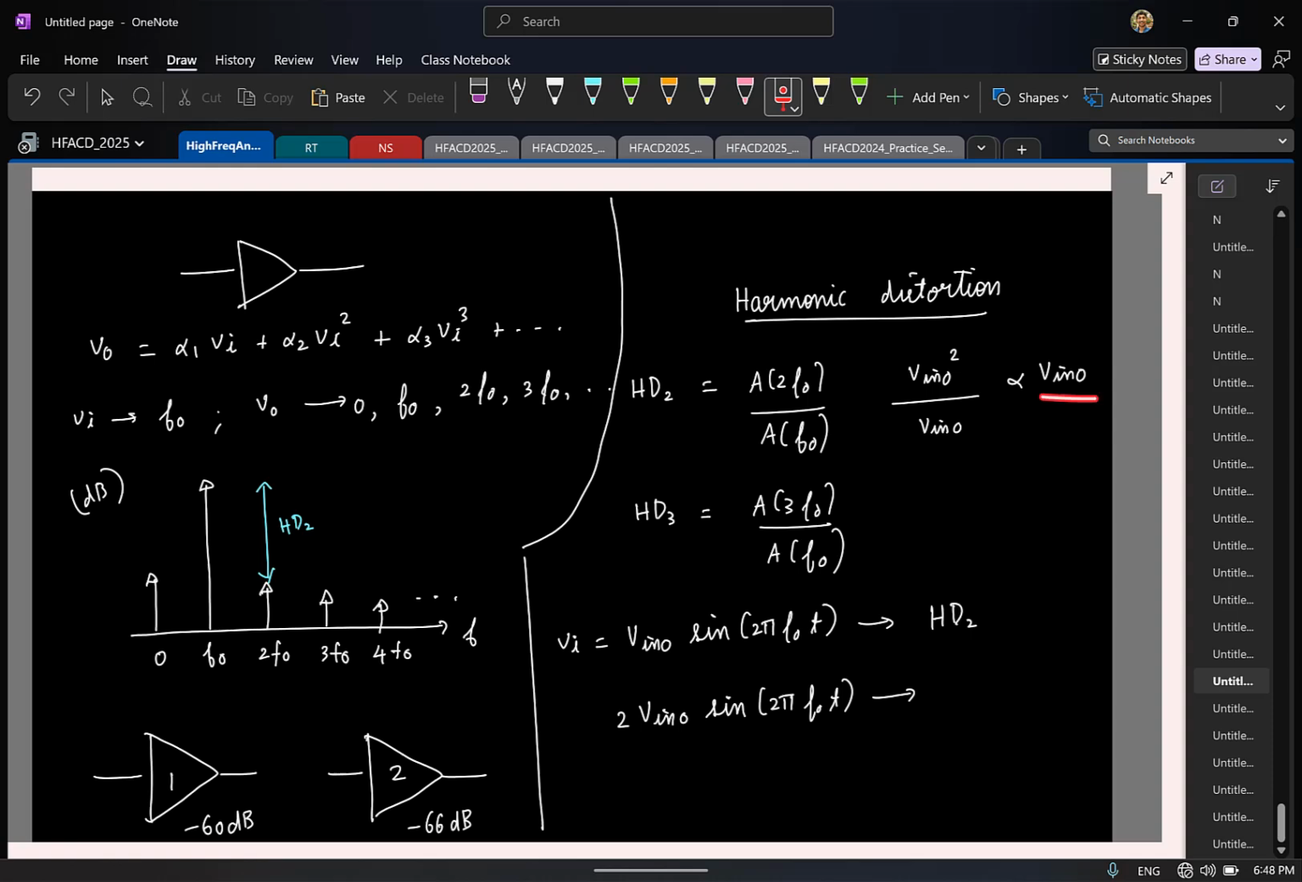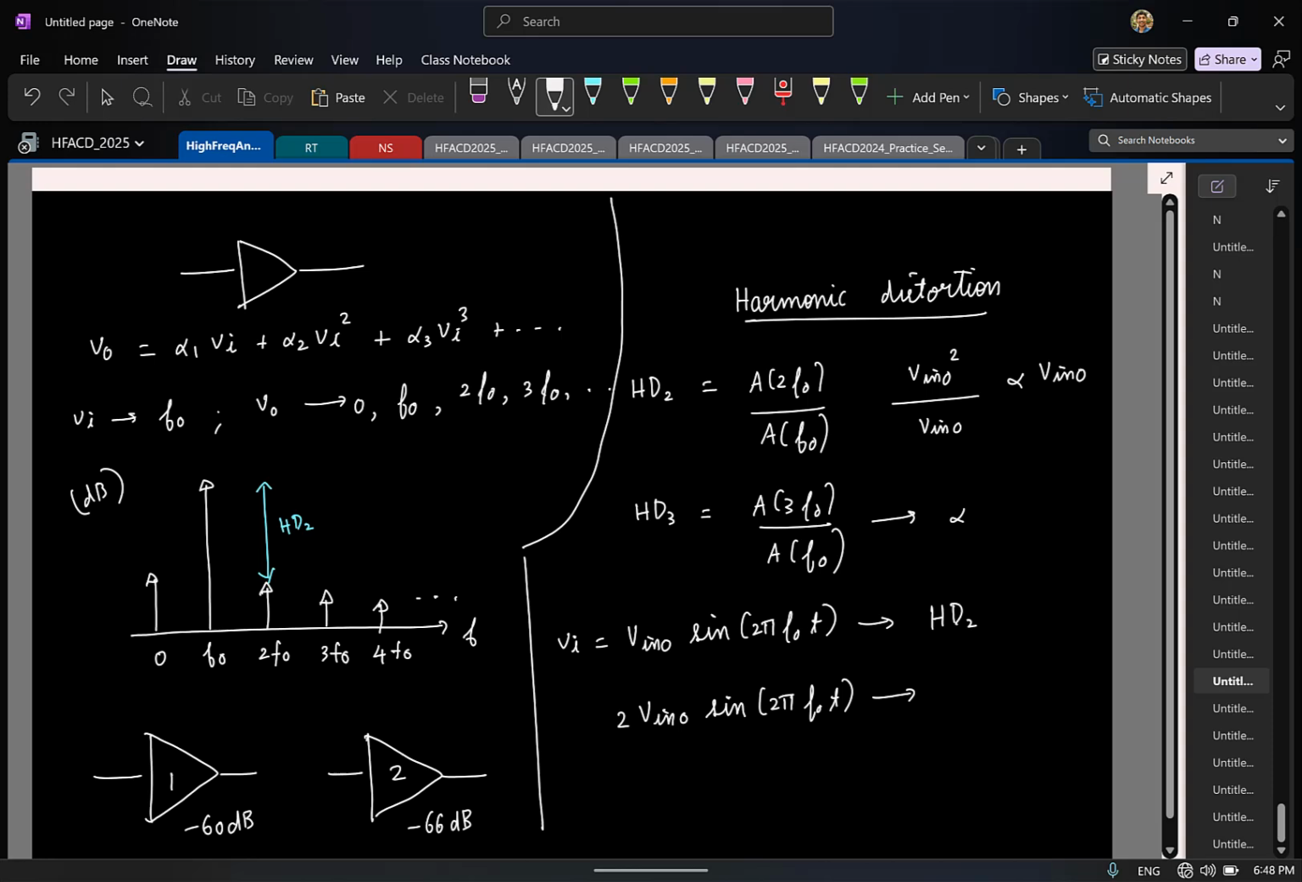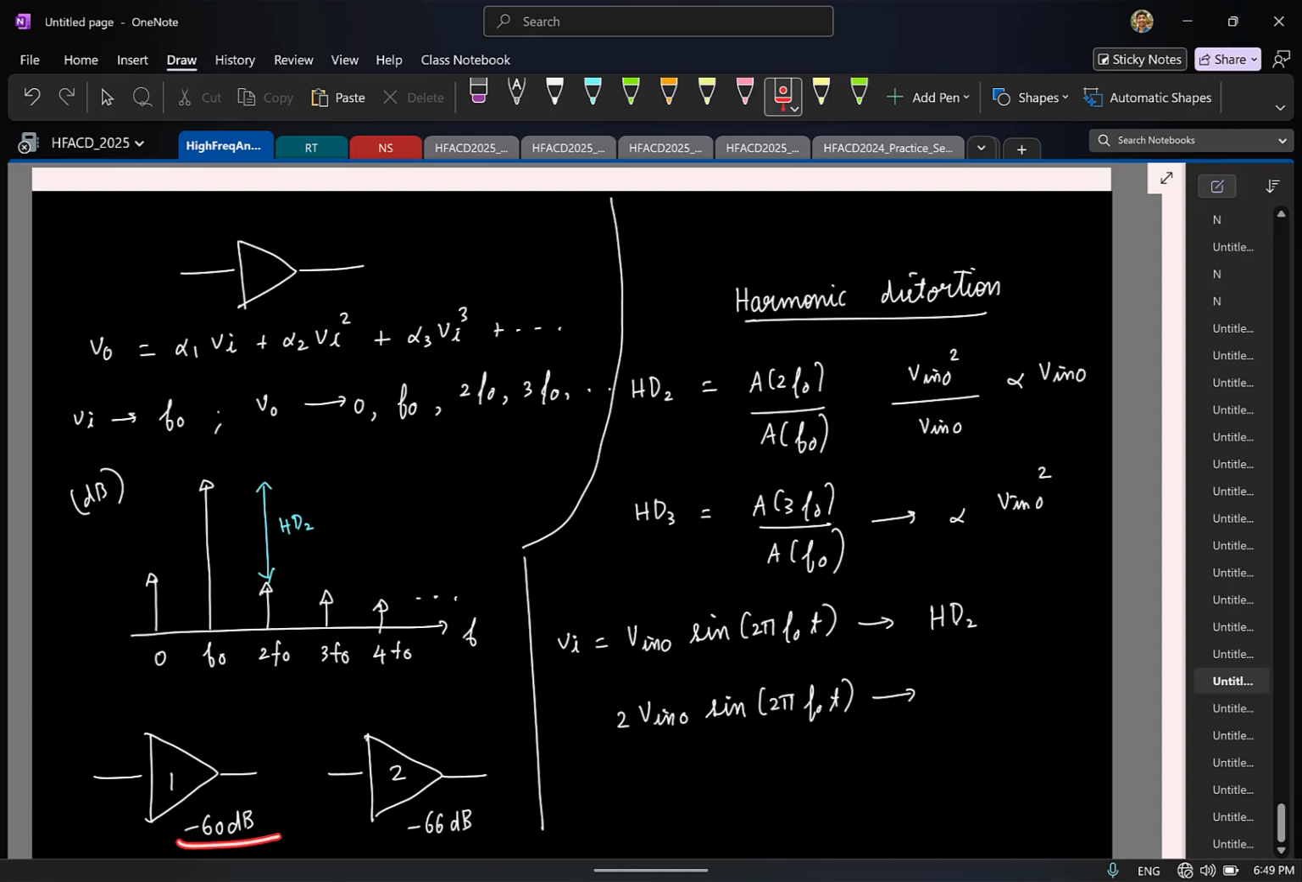So HD2, as you see, is proportional to v in 0. And similarly, what do you think HD3 might be proportional to? V in 0 square. So which means if I just give one piece of information that HD2 is so much, that alone is not sufficient, because maybe this was characterized with 100 millivolt sinusoid, this was characterized with 10 volt sinusoid. So it's not fair. That's why when we report the distortion performance, it's all reported at the maximum amplitude you have, because that's where the absolute test comes. You can't say apply 1 microvolt sinusoid, my system is completely linear. No one cares. You check what's the performance at the maximum possible amplitude you can have.